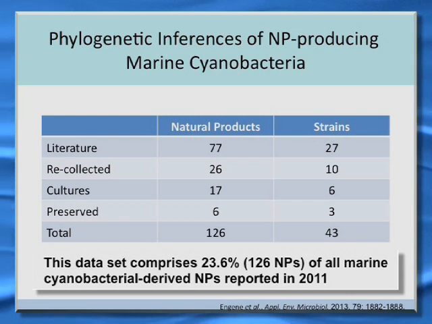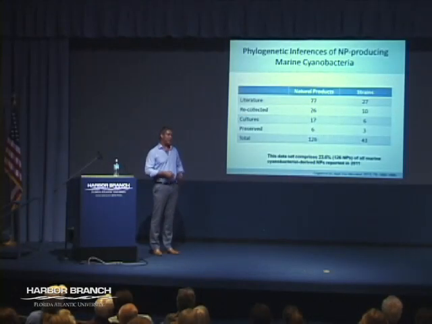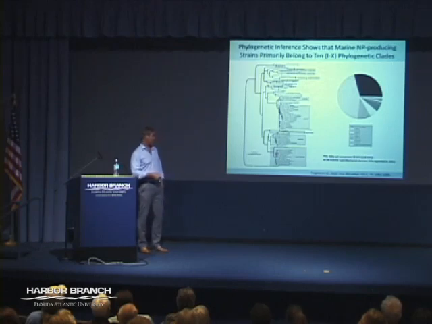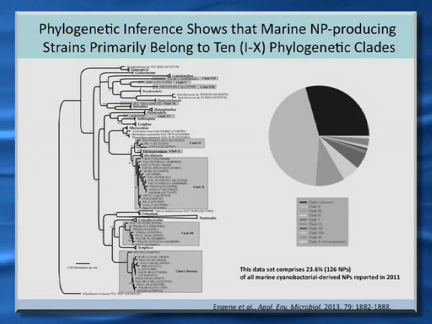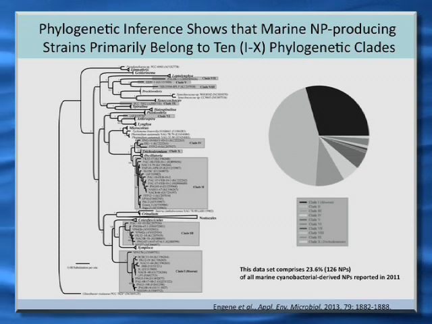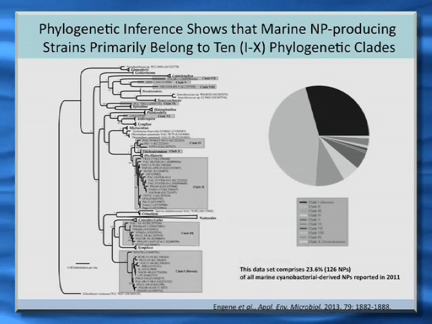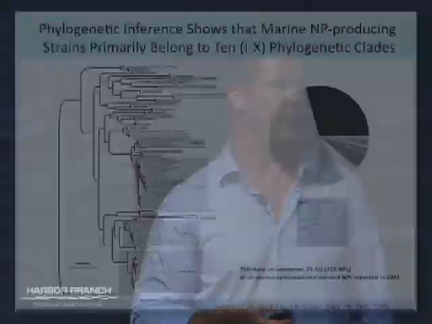So then we took the producing strains of these natural product producing cyanobacteria, and we did genetic analysis of them to see their phylogeny. And so here's the phylogenetic tree of these different natural product producing cyanobacteria, where I've highlighted the groups, the genetic groups. We refer to these as clades. So what we found was that all these natural products fell into 10 different clades, and I've highlighted these different clades with gray boxes here. So we found 10 different clades or groups producing these natural products.